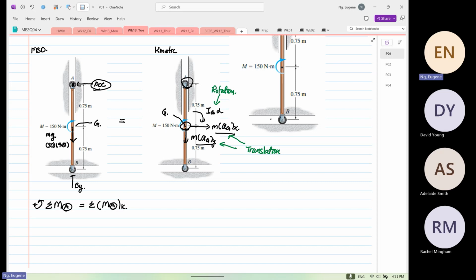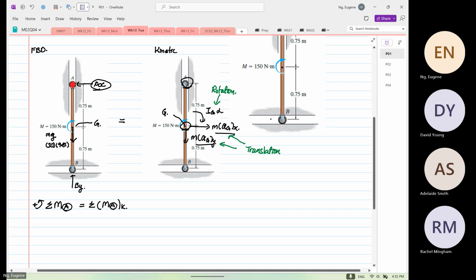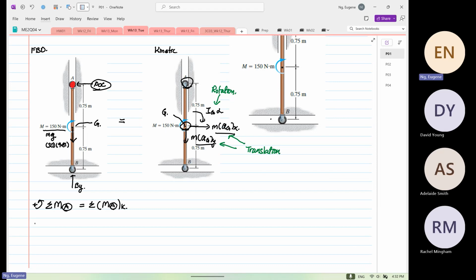If we look at the forces, so now we're going to take moment at point A. I'm circling the red dot. Now, the moment of 150 Newton can be felt anywhere, okay? So it's going clockwise. So this is minus 150. Any other moments? Nope, there's no moment based on the free body diagram. So now if we take the kinetic at point A, okay?